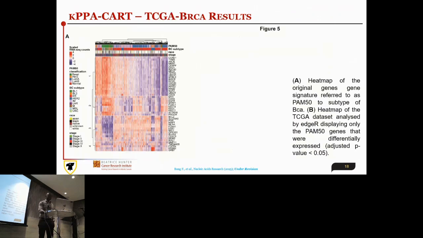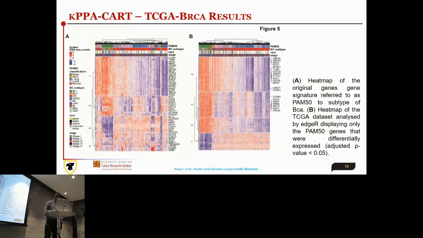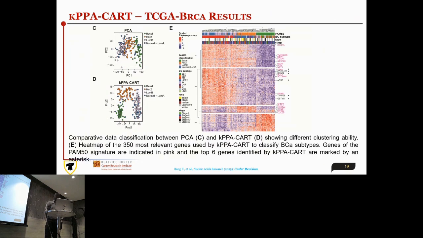So for TCGA data, for breast cancer, we decided to check the classification of different breast cancer subtypes using what is called the PAM50 panel of genes. And as you can see, the original PAM50 panel of genes classifies the breast cancer subtypes like that. If we include KPPA, this is how KPPA clusters the breast cancer subtypes, actually working better than the PAM50 classification.